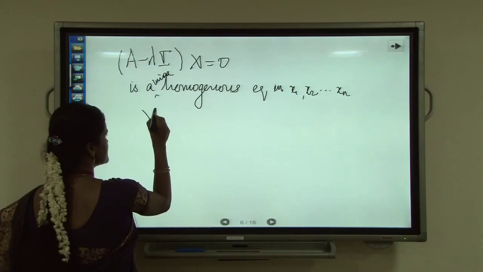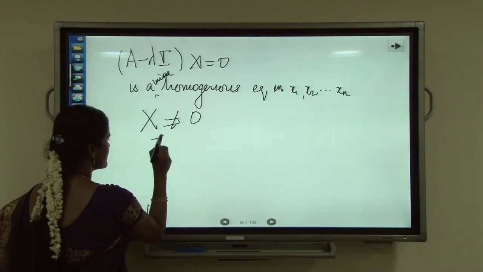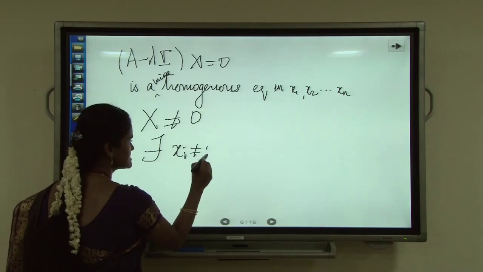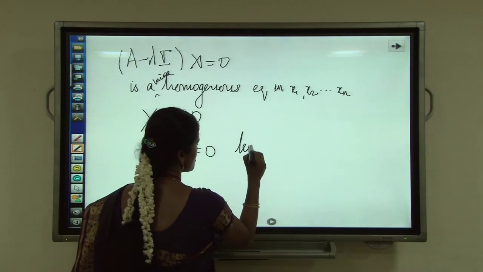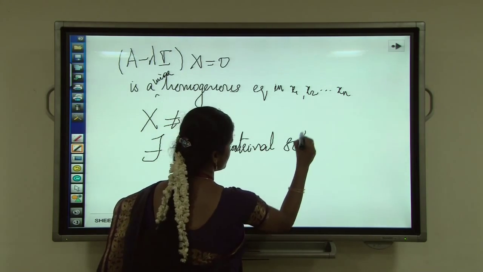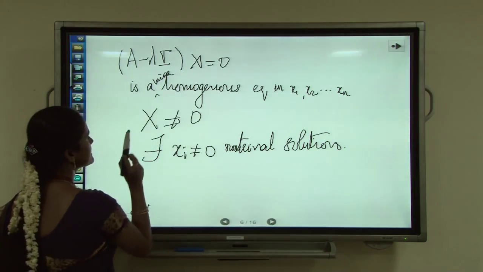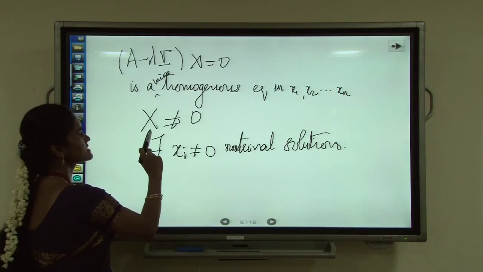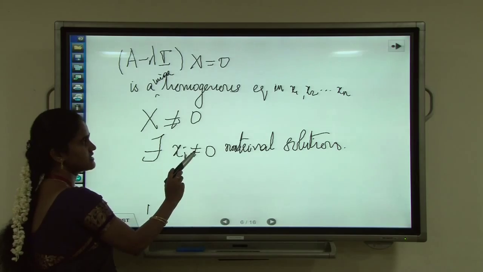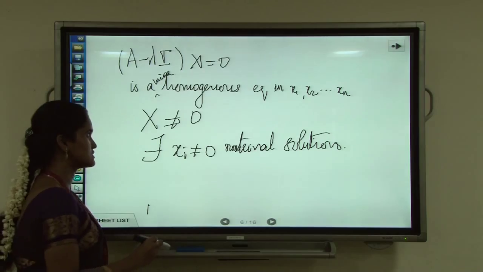We say this capital X is a non-zero vector. In that case, at least one of the elements of the vector should not be equal to 0. Then we say there exists a non-trivial solution. It's very clear: the eigenvector capital X should not be equal to 0, so there exists at least one xi not equal to 0. Only then can you say there exists a non-trivial solution.